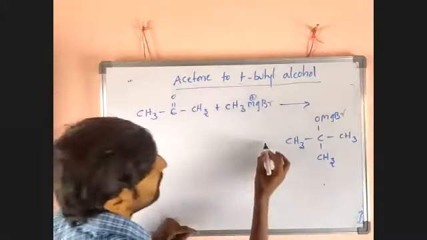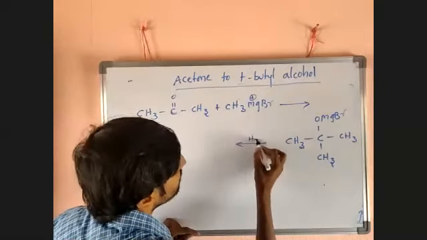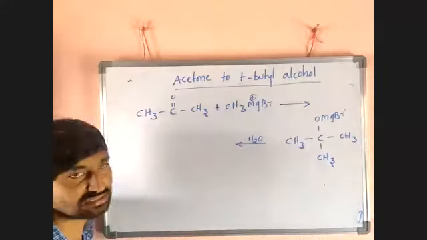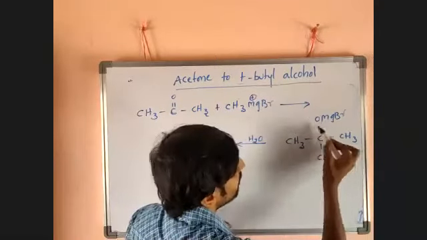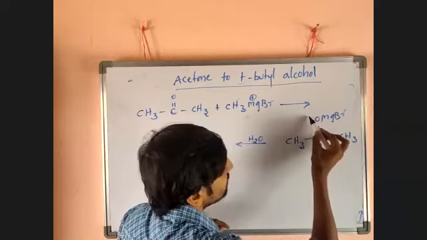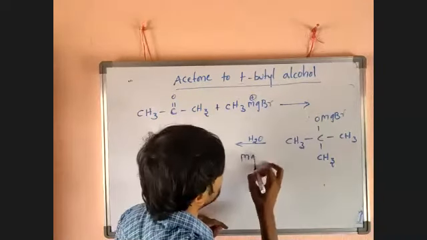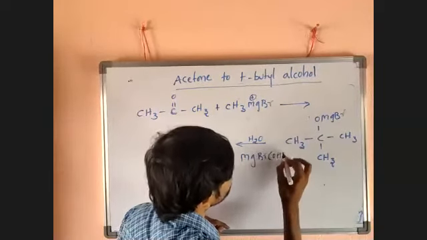Now, if on reaction with the Grignard reagent, you must follow some hydrolysis. Just cleave that bond, add H here, OH here. Cleave that bond, H here, OH here. After getting the H, that will be eliminated as MgBrOH.